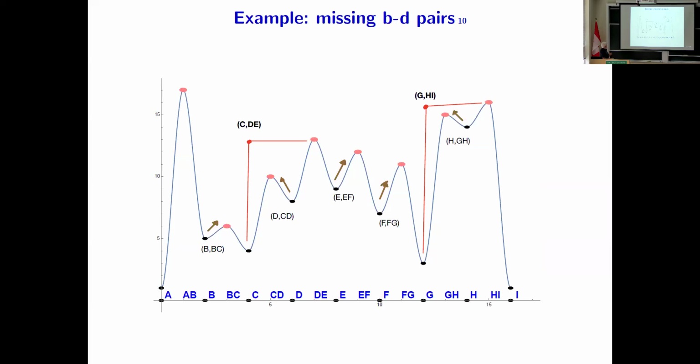Going back to our example, I said that every shallow pair is a birth-death pair, but not vice versa. We have altogether here 7 birth-death pairs, but only 5 shallow pairs. So 2 are not shallow. CDE is not shallow, and GHI is also a birth-death pair which is not shallow. So there is a natural question, what is the relation? Every shallow pair is a birth-death pair, but not vice versa. Can we regain the other ones?